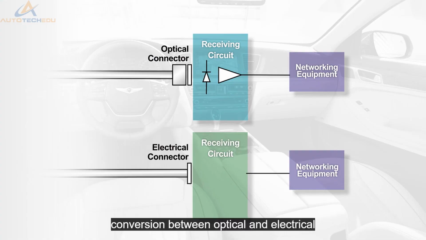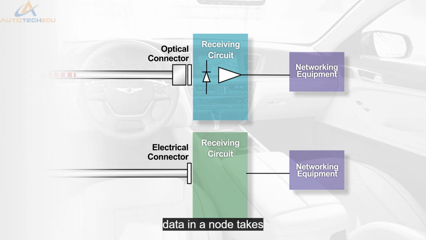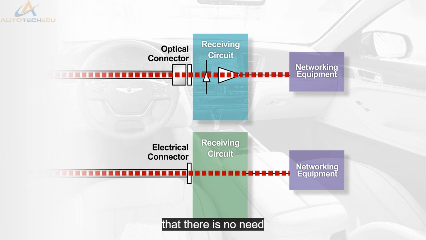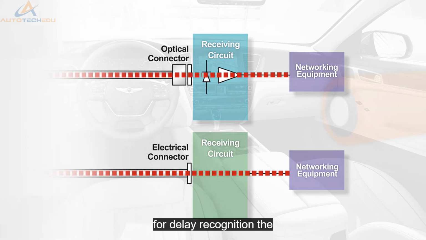Conversion between optical and electrical data in a node takes time. This is done by the network gateway. There is a system built in to compensate for this delay. In the electrical network, the delay is so small that there is no need for delay recognition.